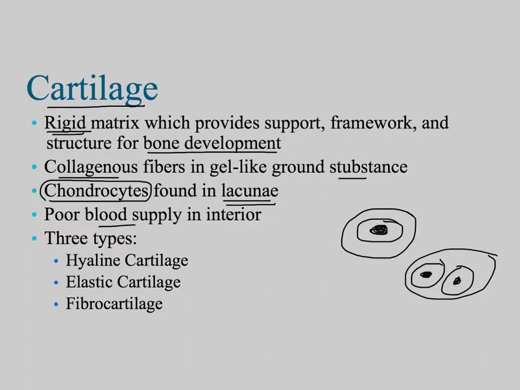There's a poor blood supply in the interior of cartilage. There is a covering that has a blood supply, so the nutrients are brought to the outside of the cartilage and have to diffuse in. And then there are three types: hyaline cartilage, elastic cartilage, and fibrocartilage that we'll look at specifically.